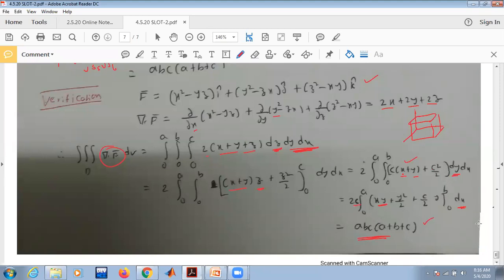So from this you can see that the triple integral is equal to the surface integral. Therefore, the surface integral over S of f bar dot n cap ds is equal to the triple integral over V of del dot f bar dv. Therefore, you can declare that Gauss divergence theorem is verified. Because the problem is to verify Gauss divergence theorem, we verified Gauss divergence theorem.